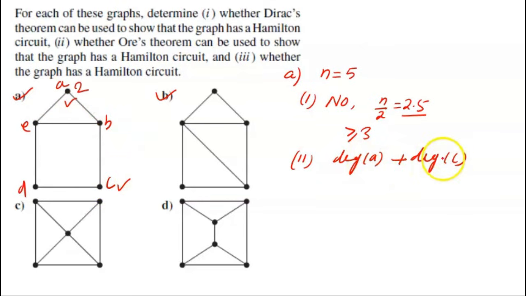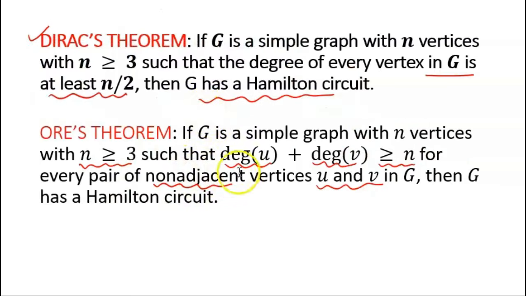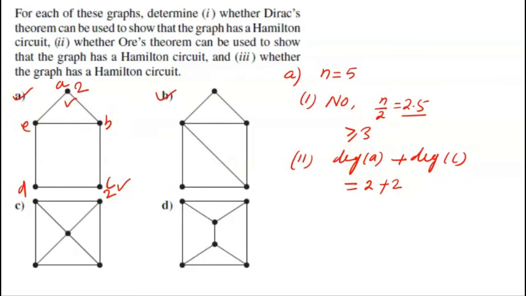If I take the degree of A plus the degree of C, that is 2 plus 2, which is equal to 4. Euler's theorem requires that the sum of the degrees of a pair of non-adjacent vertices should be greater than or equal to n. So here the sum, 4, should be greater than or equal to n. What is n here? 5. But certainly 4 is not greater than or equal to 5. So we can't apply Dirac's theorem here.